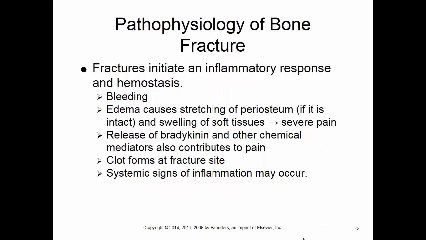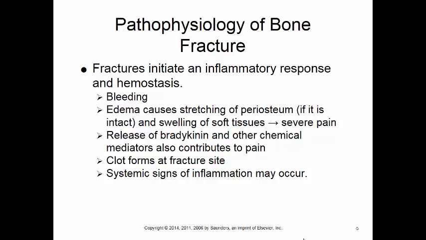Fractures initiate what's called an inflammatory response in homeostasis. You can go back towards your inflammatory chapter to learn a little bit more about that. The first step is usually there's going to be broken blood vessels, so there's going to be bleeding. Swelling is going to occur, and it can stretch the periosteum if it's still intact and the bone's not poking through. It's also going to lead to swelling of the soft tissues and severe pain. Remember the chemical mediator bradykinin and other, what was the other one? Histamine, I think, contribute to pain.